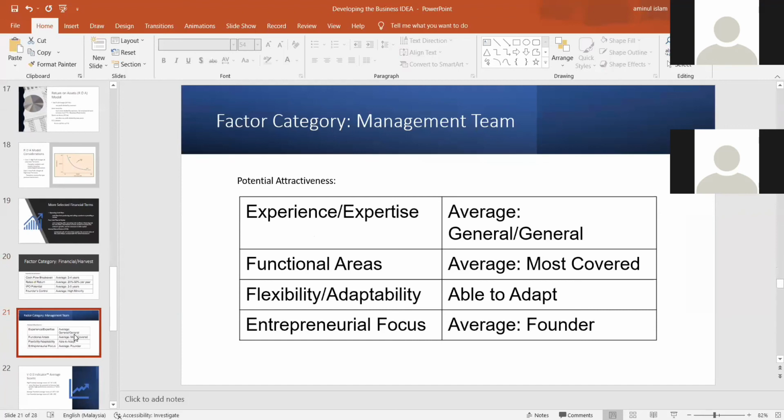The management team, okay. Earlier, we looked at the best practices in management, right? So we look at experience, expertise, functional areas. We look at flexibility, adaptability. We look at entrepreneurial focus in the business that you are venturing into now.